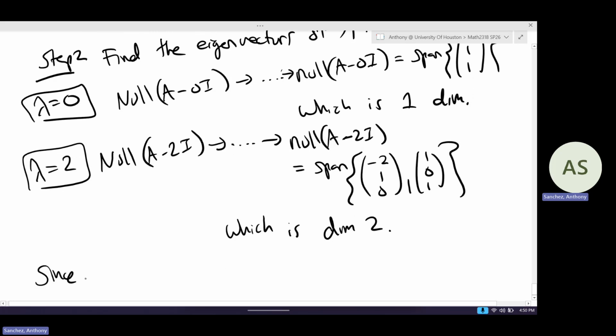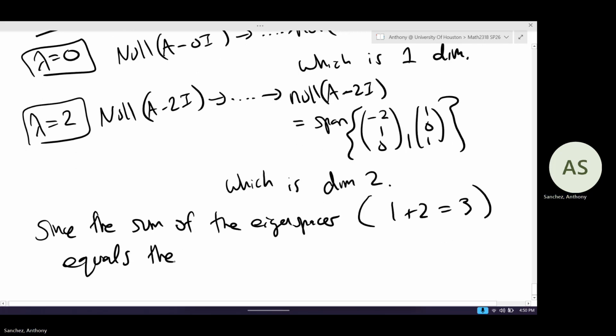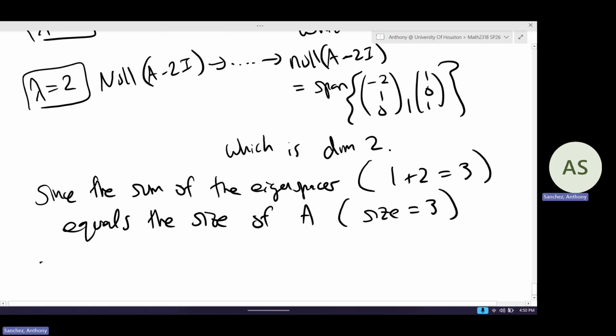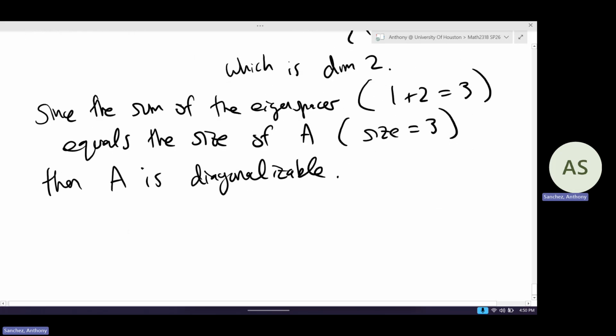Okay, so since the sum of the dimensions of the eigenspaces, which is 1 plus 2, which equals 3, equals the size of A, right? The size equals 3. What do we know? Then A is diagonalizable. Okay. All right, and now I can diagonalize it by constructing P and constructing D.